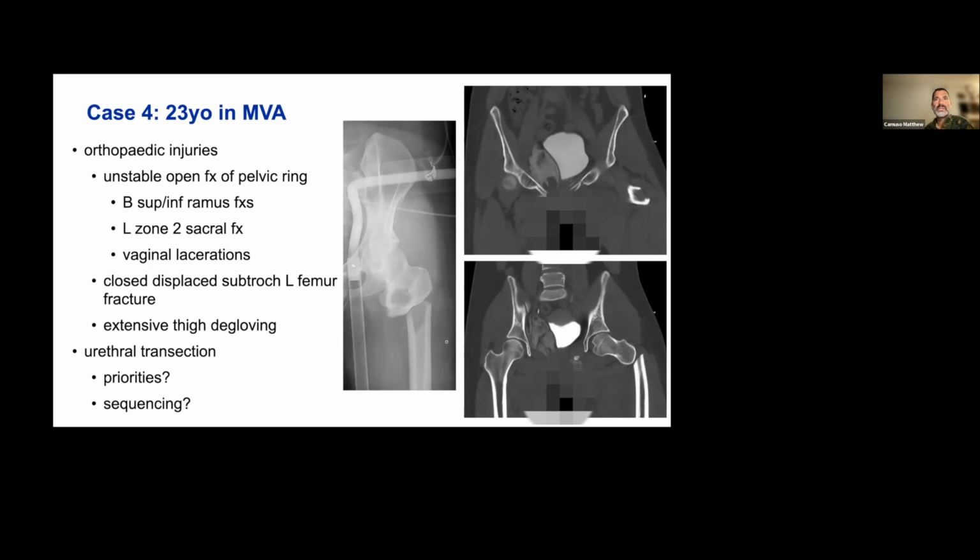She's got this urethral transection, right? So her orthopedic injuries are there, but then you've got to work with the urologists who want to put a cystostomy tube in her. What do you think? What are your priorities here?